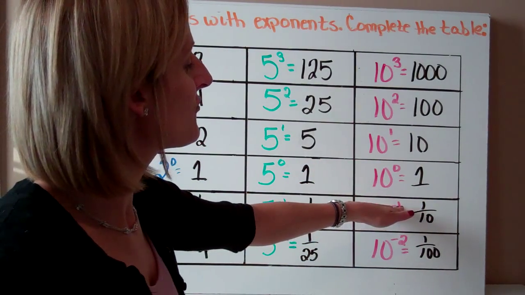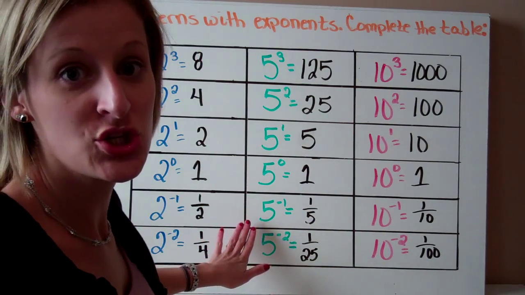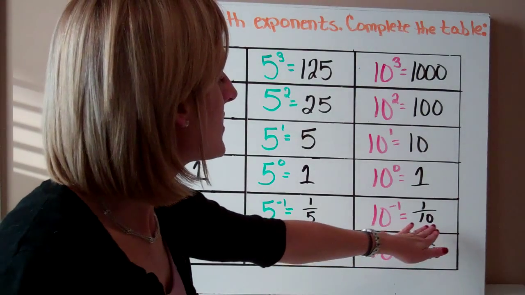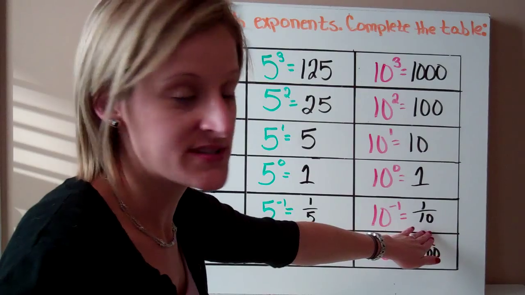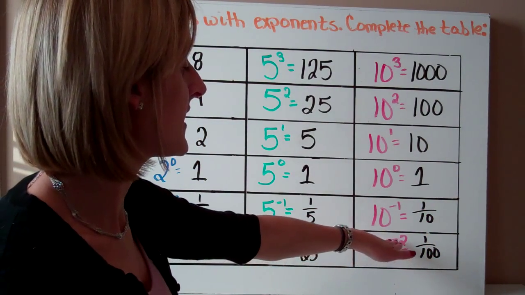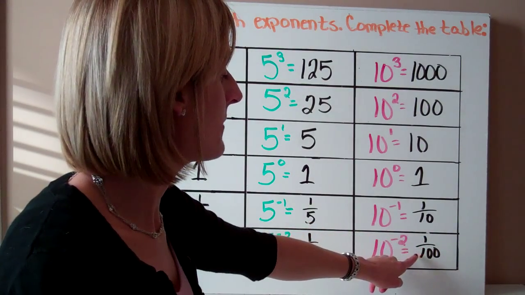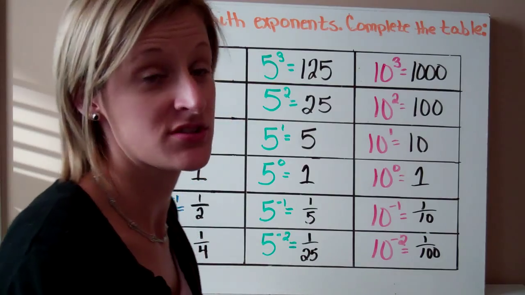10 to the negative first, just like it was with the 5 and 2 bases, I have 10 on the bottom, which is 1 with 1 zero, under my fraction as my denominator. Same thing with 10 to the negative second: 1 on top, and on the bottom is going to be 100, 1 with 2 zeros.